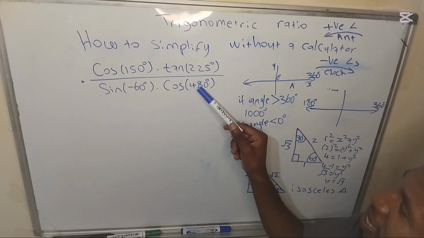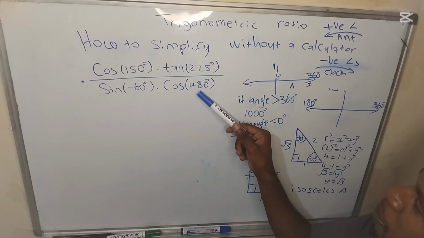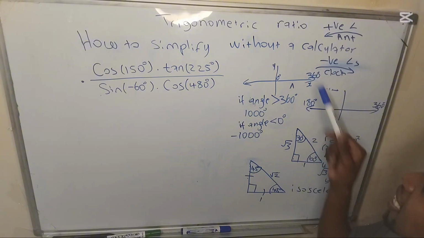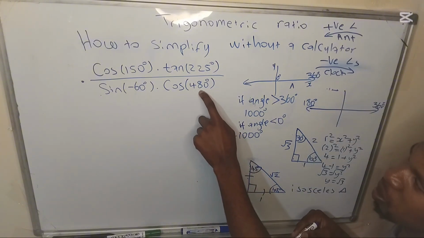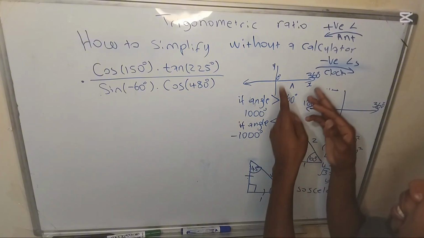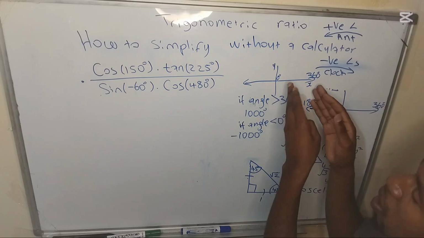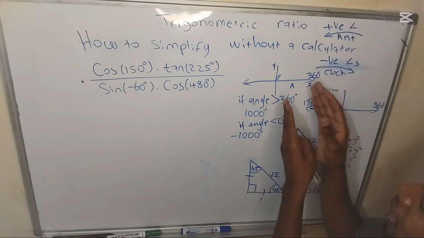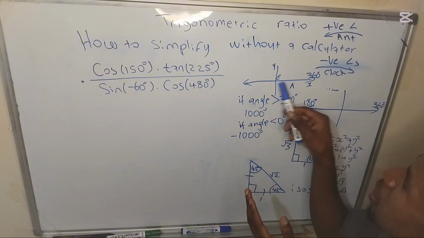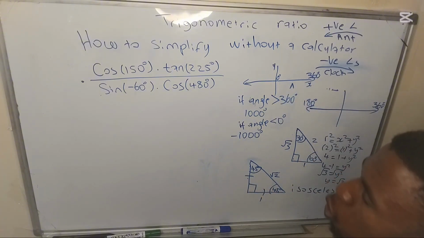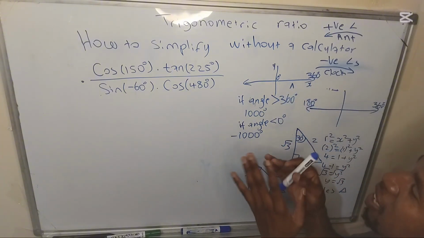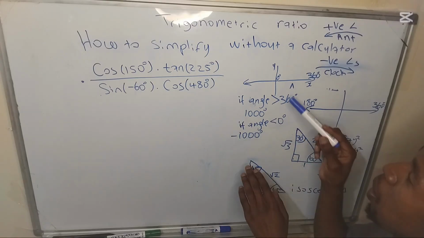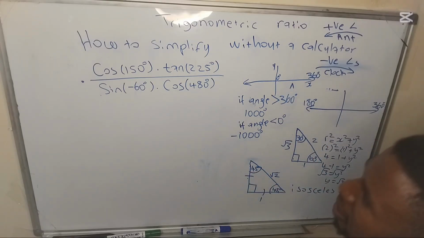We are going to use 360 degrees by adding and also subtracting. This 480 is greater than 360 degrees, meaning that we have to subtract 360 degrees so that our angle can be in a suitable range of 0 degrees to 360 degrees. So we only find our reference angle if our angle is between 0 degrees and 360 degrees.